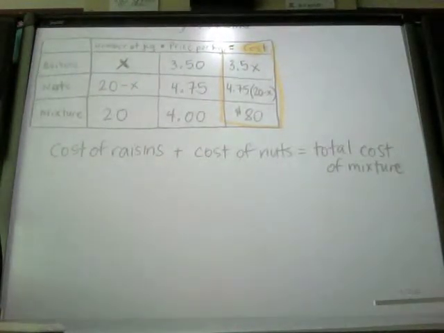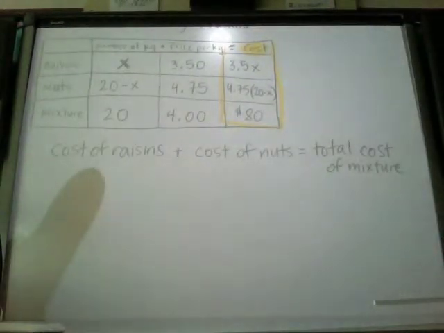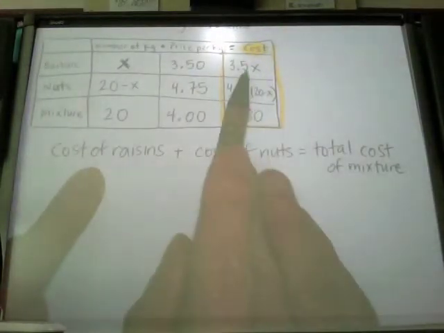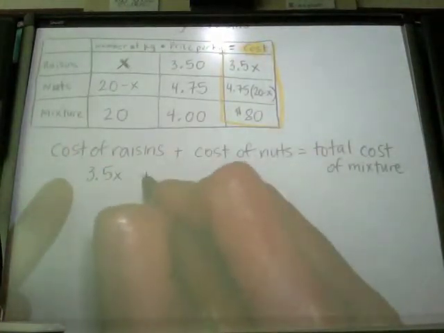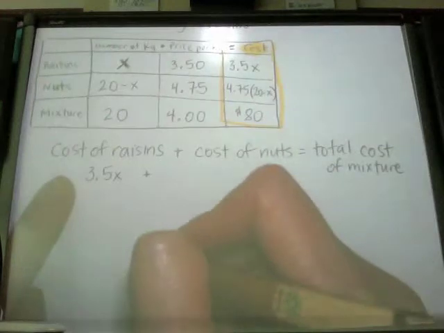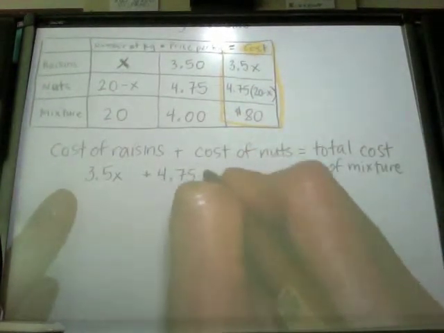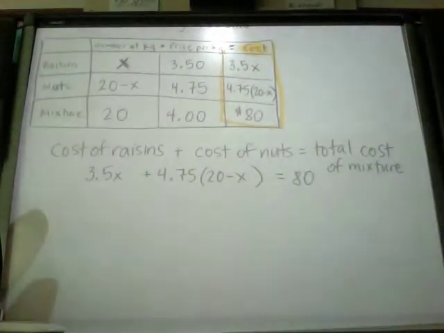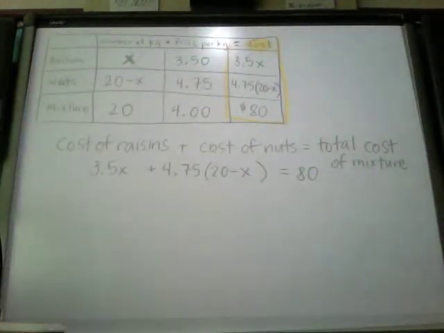Well, now that I've come up with that wording to think about how to set this up, all I have to do is plug in the information. We have each of these already figured out. Cost of the raisins, well, I don't know the actual cost yet, but I know it's 3.5x. Plus the cost of the nuts. Now here, we are going to want to distribute. We'll get to that later. 4.75 times 20 minus X. Equals the total cost, $80. So I'm just filling in these pieces of information from the final chart.